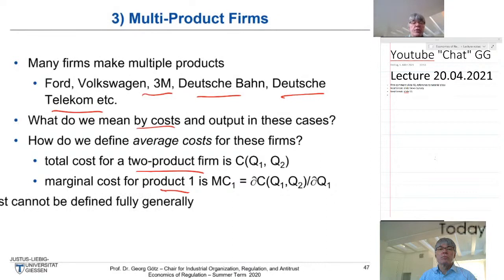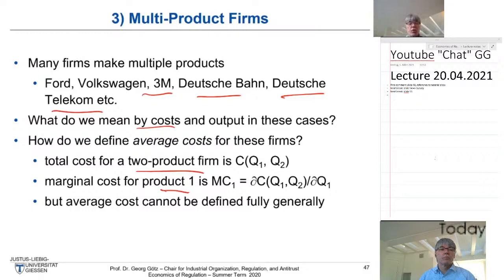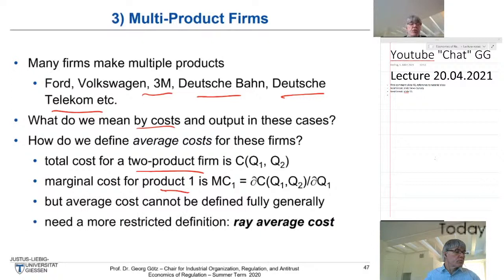The problem is that you cannot say what the average cost of cars is, because the cars Volkswagen produces are made up of both Tourans, which is a larger car with probably higher production cost, and a smaller car like the Polo or the Up. So what is the average cost of a car? Therefore, in order to define that, we introduce the concept of ray average cost. This is a more restricted definition, and you will immediately see what this means.